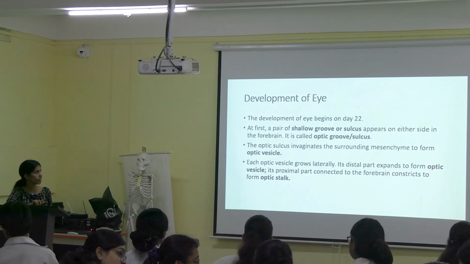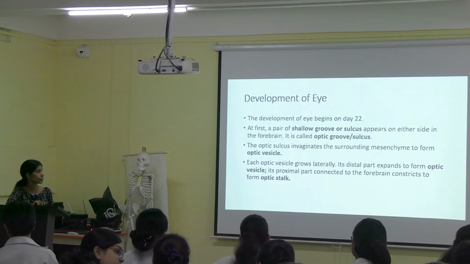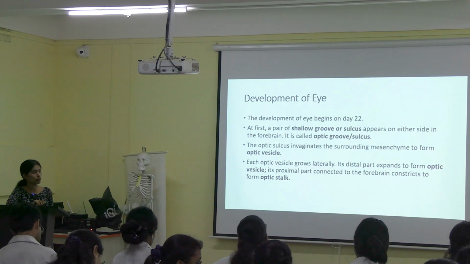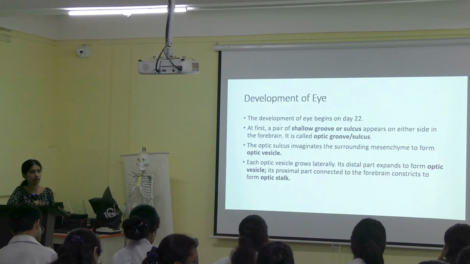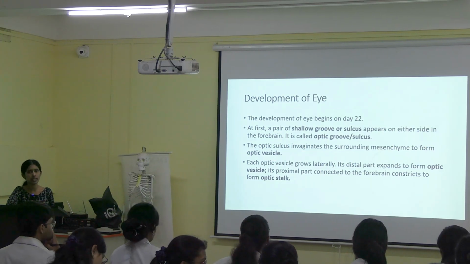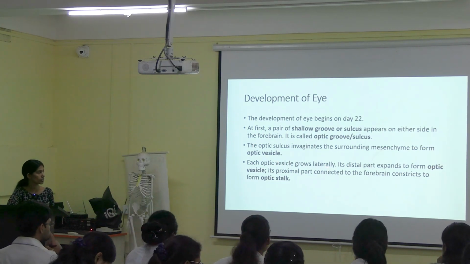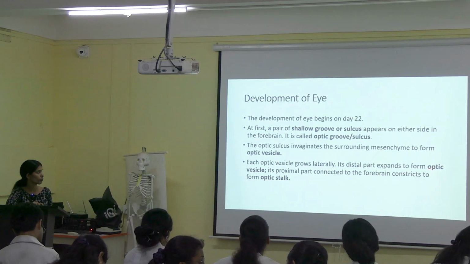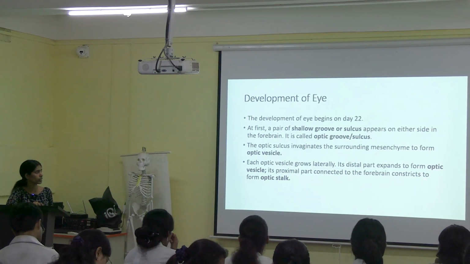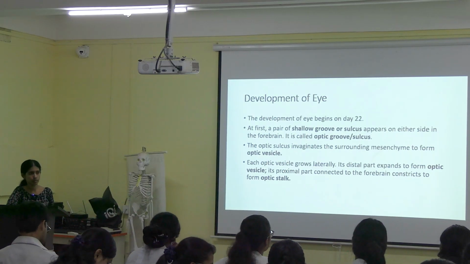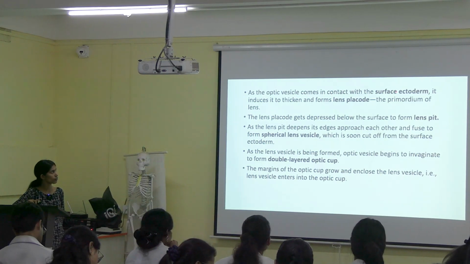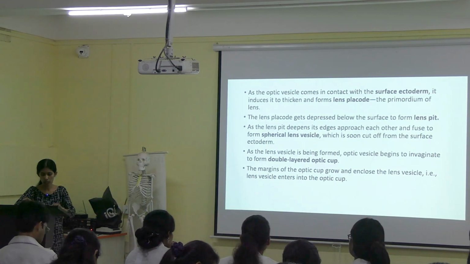The development of eye begins on day 22 after the gestation. At first, a pair of shallow grooves or sulci appear on either side of the forebrain. It is called the optic groove or sulcus. The optic sulcus invaginates the surrounding mesenchyme to form the optic vesicle. Each optic vesicle grows laterally. Its distal part expands to form the optic vesicle. Its proximal part connecting to the forebrain constricts to form the optic stalk. Okay. As the optic vesicle comes in contact with the surface ectoderm, this is the formation of lens.